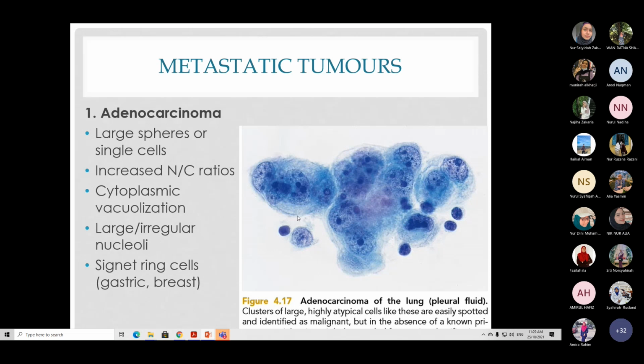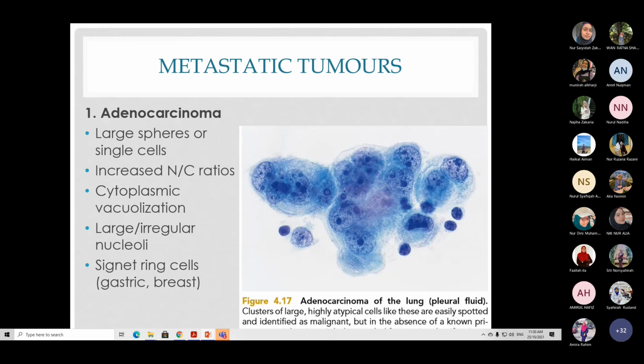Alright. Now we move on. You already know about malignant mesothelioma. So we want to know how to differentiate malignant cells in the serosal cavities that come from metastatic tumors, and not from a tumor of the mesothelial cell itself.